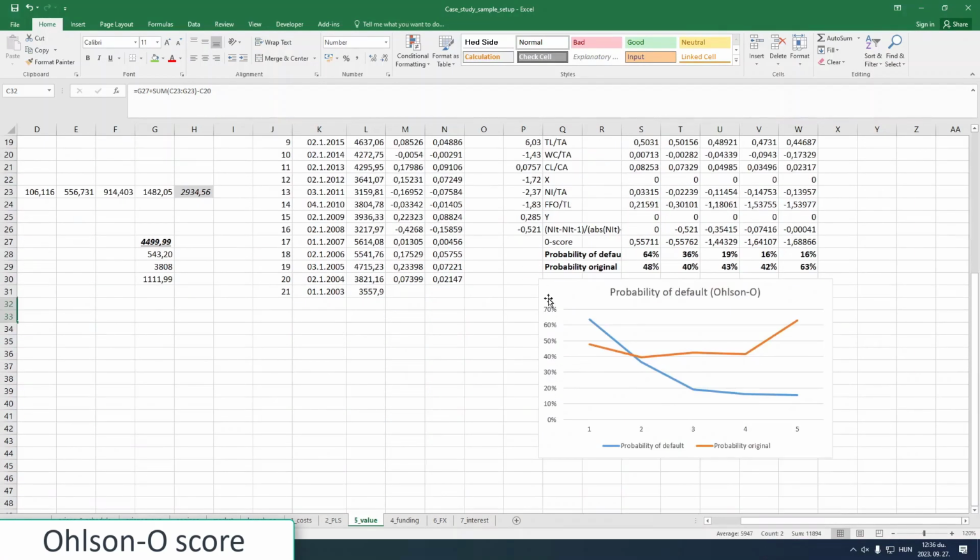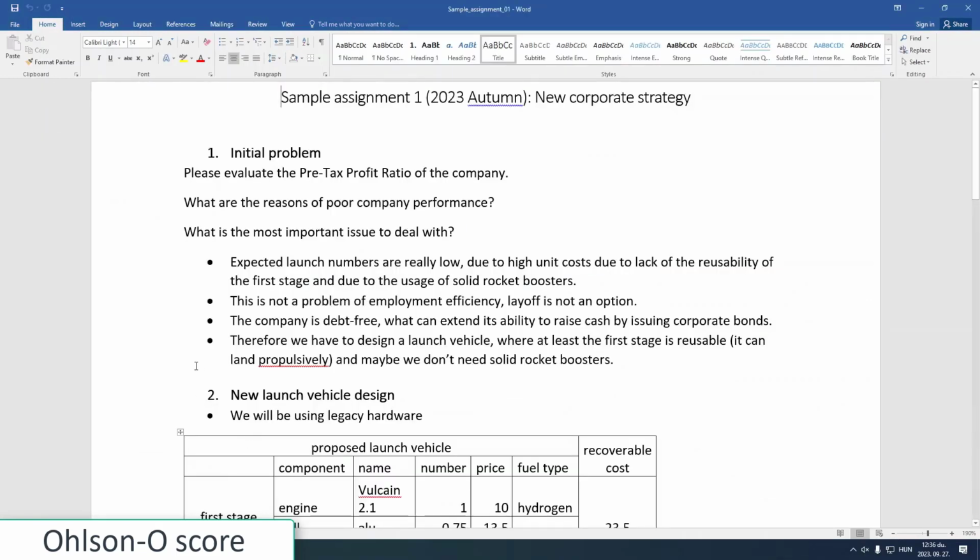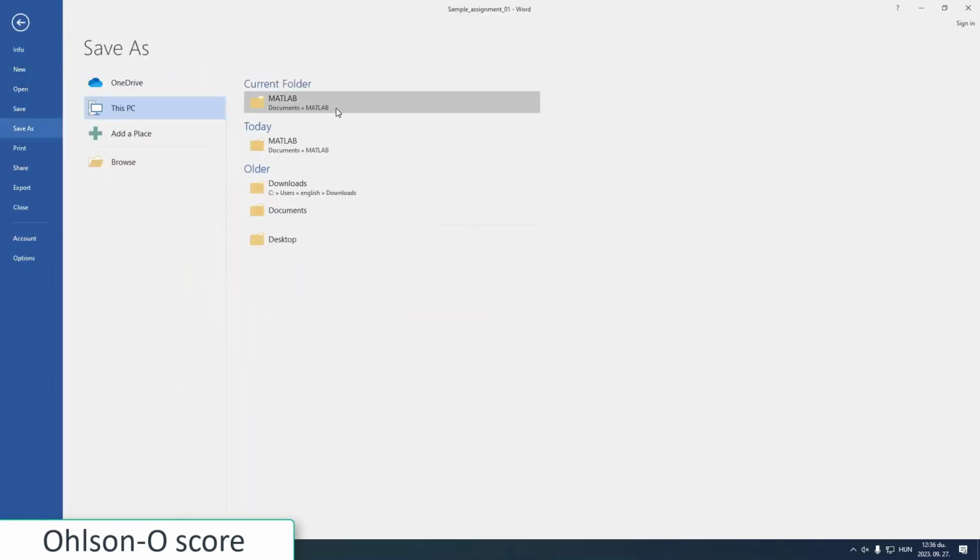What can possibly go wrong? Cool. Then let's write into the sample assignment. So sample assignment 2.